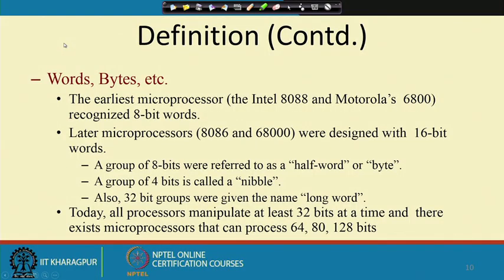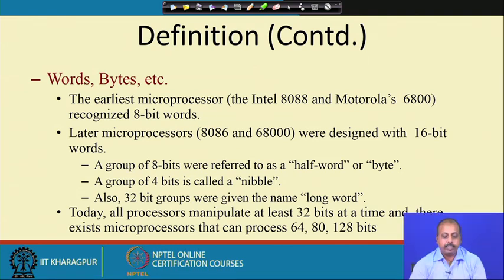So, that way we can have differences between microprocessor capabilities. Today's microprocessors, so 8085 is an 8-bit word, but if you look into today's microprocessors, they have 32-bit, 64-bit word size, so they can handle much larger data. So, words, bytes, etc. The earliest microprocessors recognized 8-bit words: 8085, 8088 and the Motorola 6800. They all handle 8-bit words.